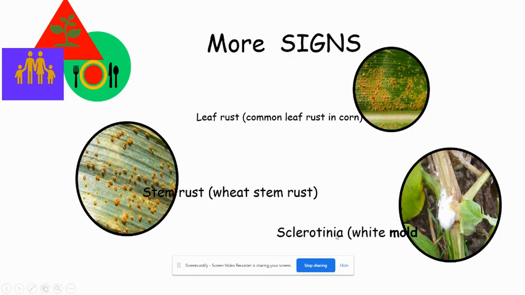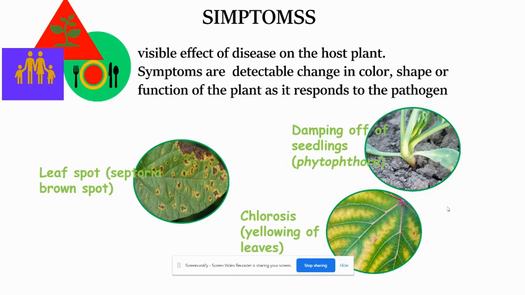Another example of a sign: here you can see this is Sclerotinia and it causes white mold, and here the white cottony growth which is present on the surface is due to the pathogen. It is not part of the host.